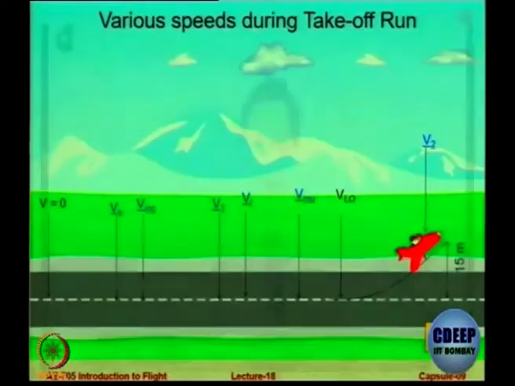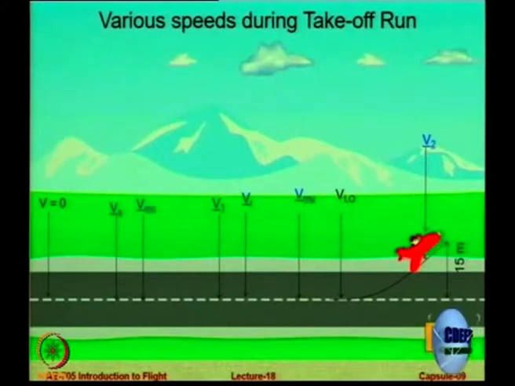Okay. So V2 is the takeoff safety speed. It is the speed at which, with one engine inoperative, you are still able to maintain a climb rate such that you clear the obstacle height at the end of the runway. In the example shown, the engine failure happened before rotation. In the video, it was after rotation, but in the example in the description, the engine failure took place after V1 but before rotation.